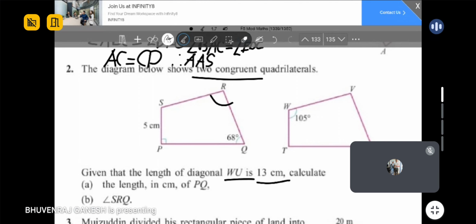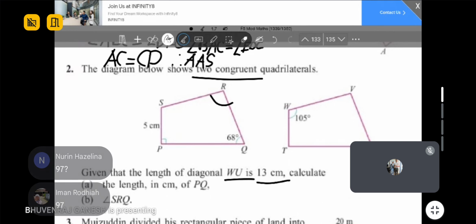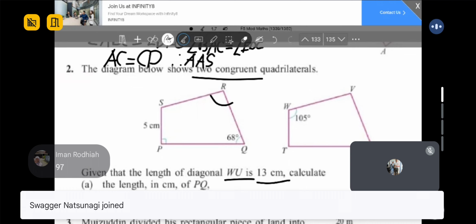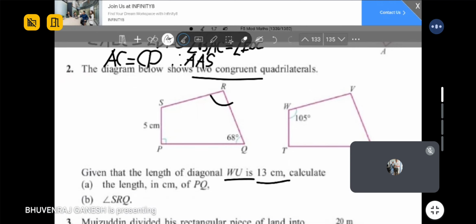This one is slightly hard. Sedikit susah. SRQ. You must understand a few concepts first, then you can answer. Two concepts that you must know. Yes. Okay, the answer is 97. Do you all get it? Okay, so you all can get it lah. I think it's good already.